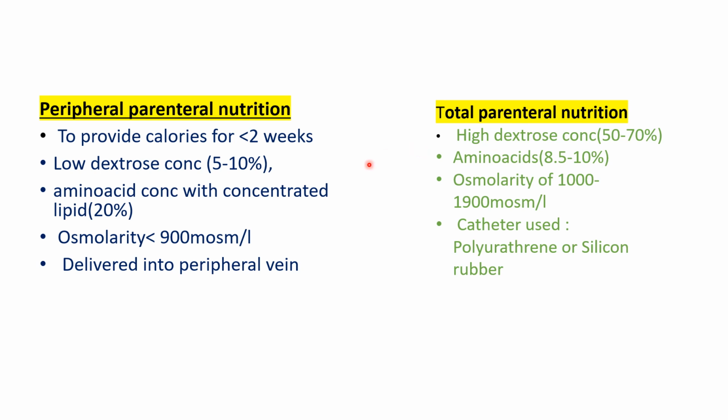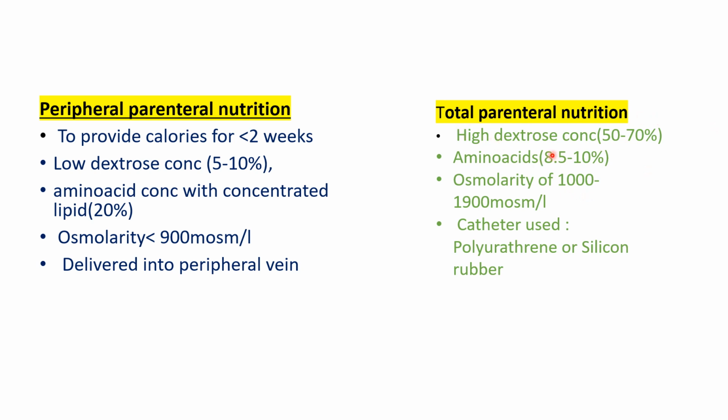Here are some of the points for peripheral parenteral nutrition: it provides calories for less than 2 weeks, low dextrose concentration, that is 5 to 10%. The amino acid concentration is low, with lipid at 20%. The osmolarity is obviously less and it's delivered into a peripheral vein.